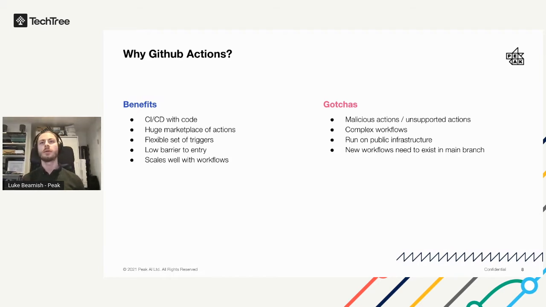Also, by default, GitHub Actions run on semi-public infrastructure. So just bear in mind where and what you're running and what access you're giving to your code base. And also, there's some slight annoyance at the moment around new workflows. If you create a new workflow on a new branch and you want to trigger it manually, you can't trigger it manually until it exists in some form on the main branch of your repo. So that's something to bear in mind if you run into that issue.